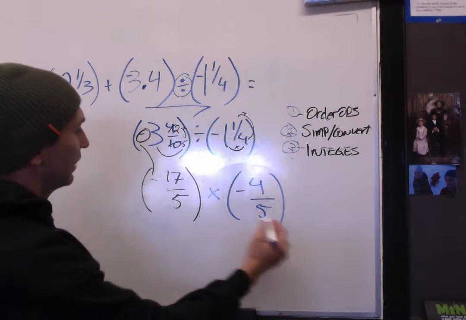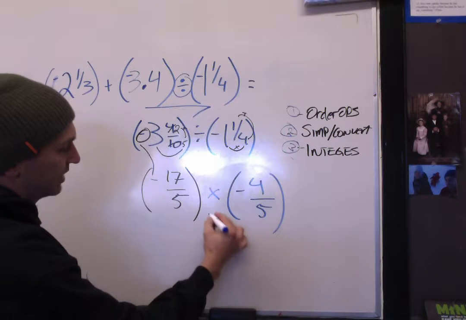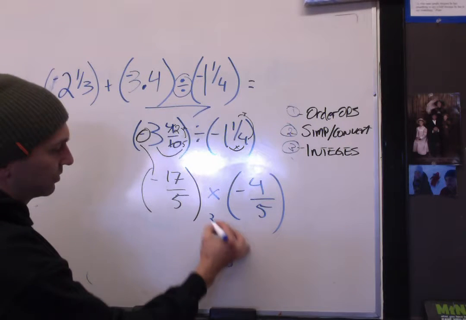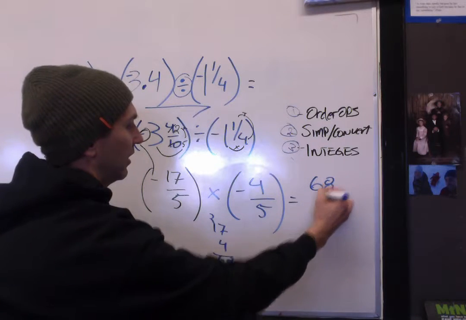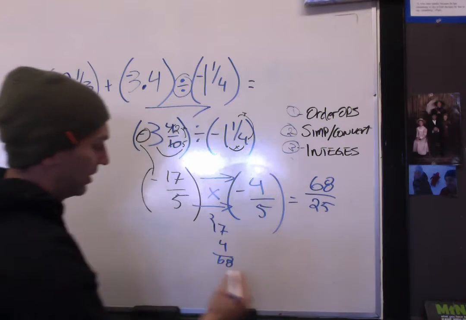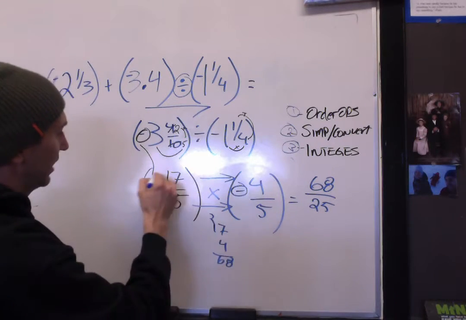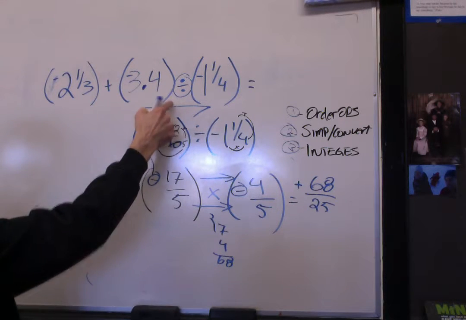So we go 17 times 4. 4 times 7 is 28. 4 times 1 is 4, plus 2 is 6, so 68. So it gives me 68, because multiplication goes straight across, over 25. Now, negative times a negative is going to give me a positive. Okay? So that's my answer to this side.